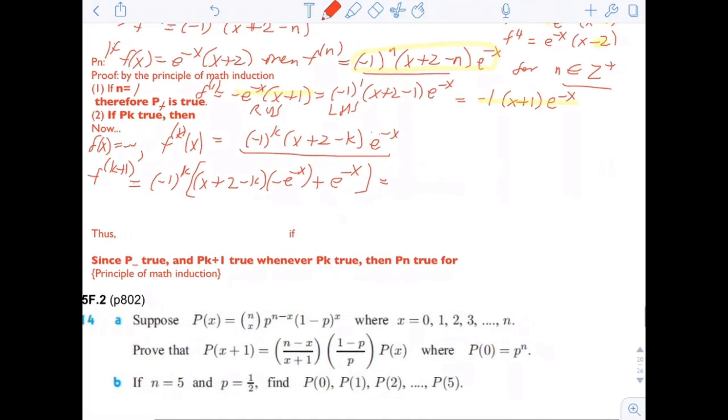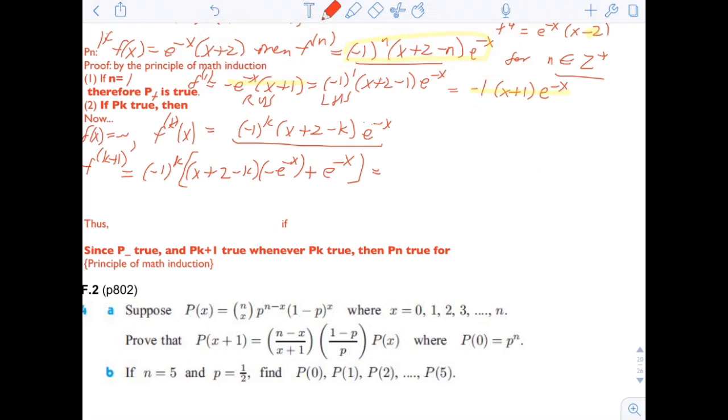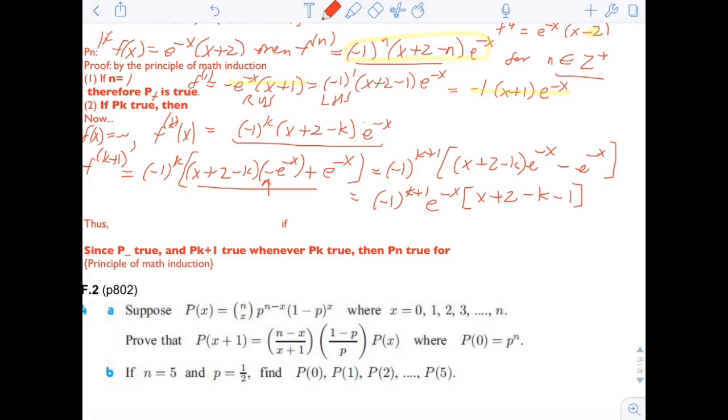So let's see. Let's factor out a negative 1 from here because we know that we want to have a negative 1 to the k plus 1. Okay, so let's do that. We're going to factor out a negative 1 from here, and then I'll end up with x plus 2 minus k minus 1. So this is equal to x plus 2 minus k plus 1.